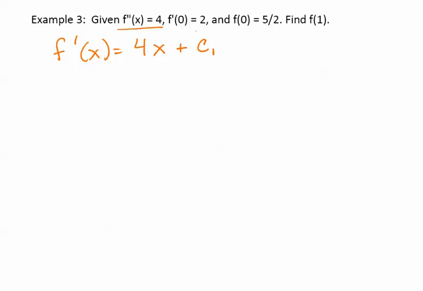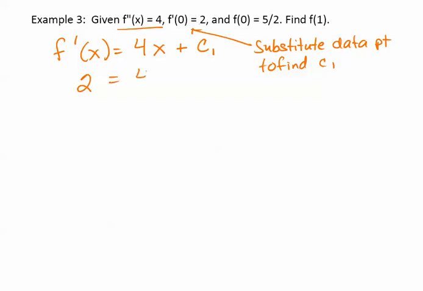Well, here we're given a data point. So substitute this data point to find c. Substitute if you are given an initial point. Substitute to find the constant c1. So what does this tell us? This tells us that f prime is equal to 2 when we put 0 in for x. So of course that's telling us that our constant must be 2.